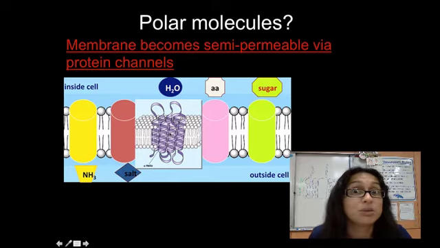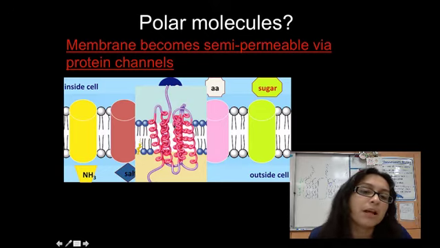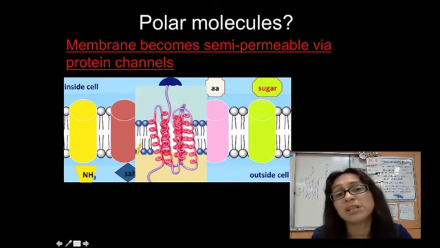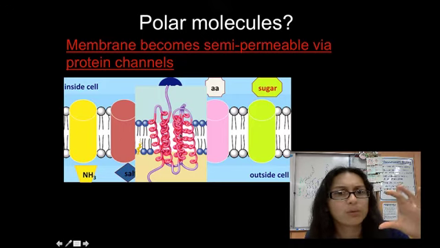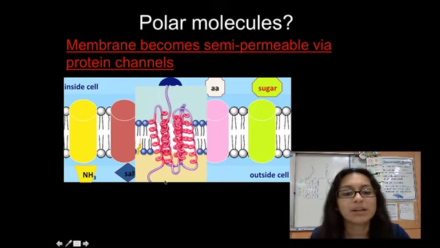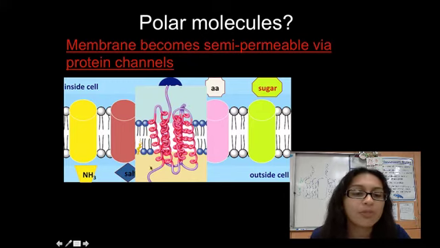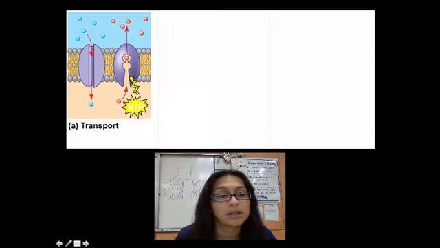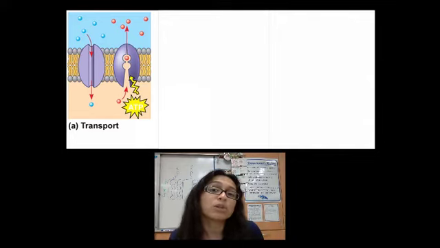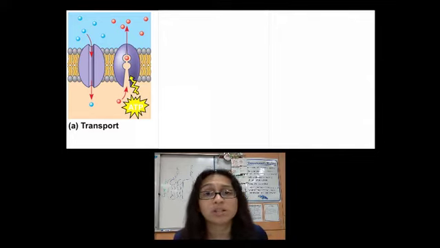If we were to zoom in even more, we'd see that in the middle here, the part of the protein that is embedded in the lipid bilayer is made up of a whole bunch of hydrophobic amino acids, because you need hydrophobic in that hydrophobic section. And then towards the outside here, you're going to find more hydrophilic amino acids. So this whole thing is a protein, but you'll find hydrophobic amino acids towards the middle, hydrophilic amino acids towards the outside.